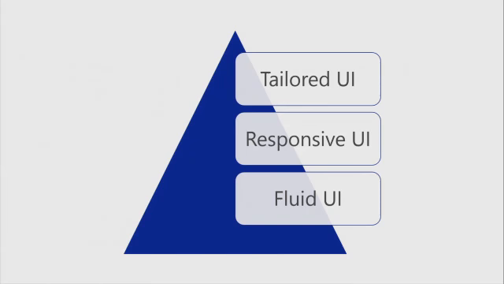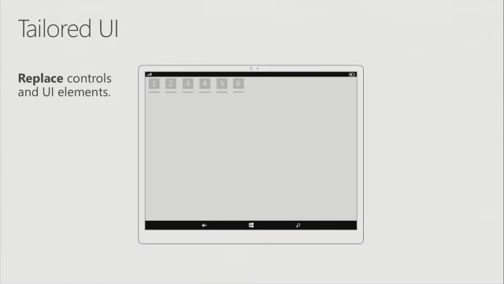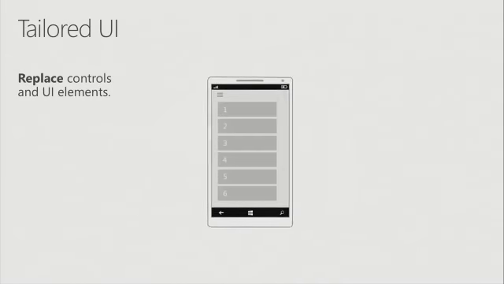So finally, if you really want to optimize your application for any screen, you can use tailored UI. Tailored UI utilizes the same adaptive triggers we just discussed, but in more complex scenarios. We generally expect developers who really want to tailor their experience to actually tear down and reconstruct their app either with new views or new navigation models across screen sizes. For example, you can replace controls or UI elements at a specific snap point.